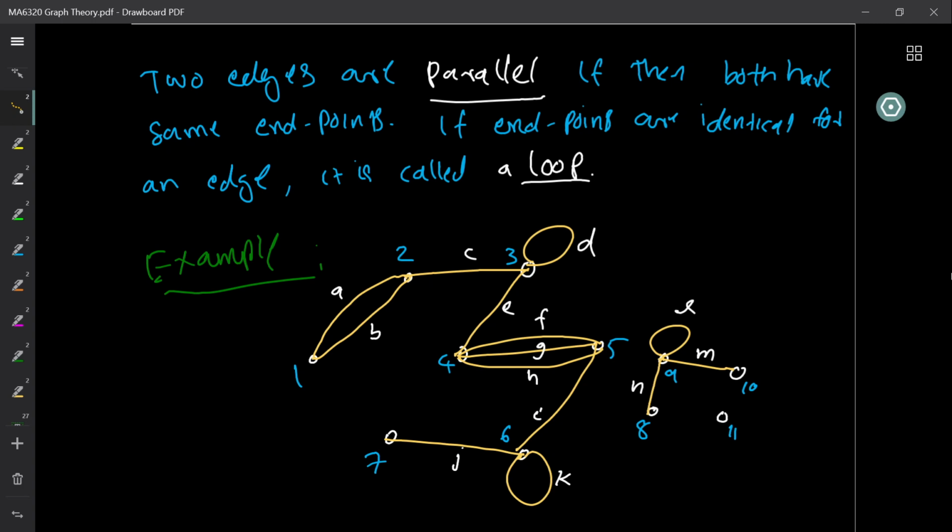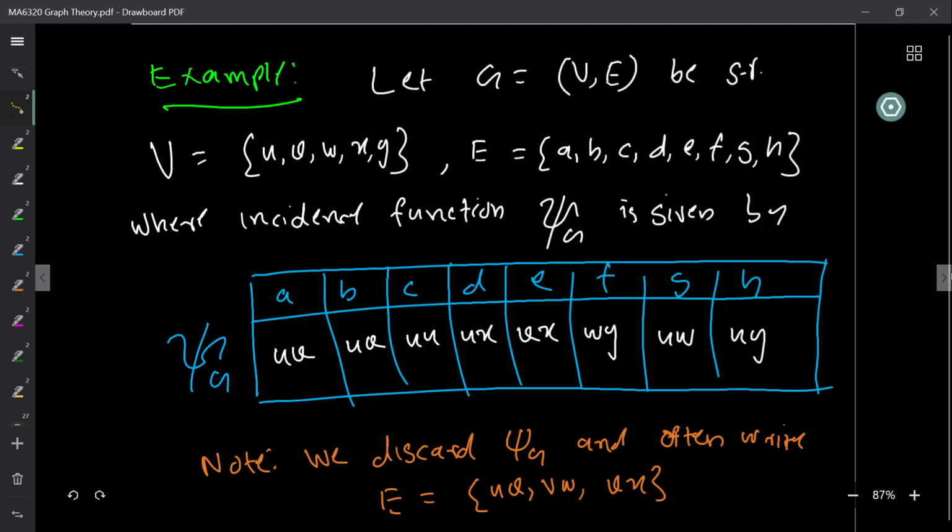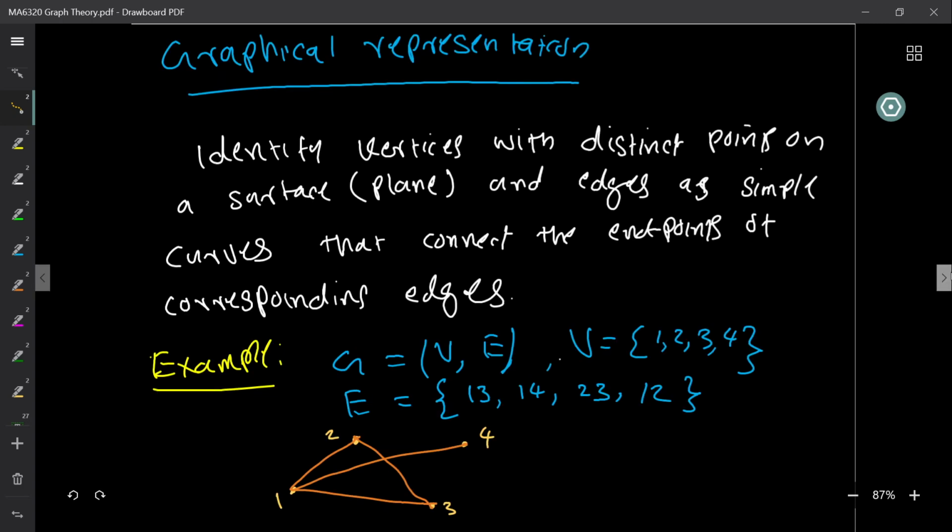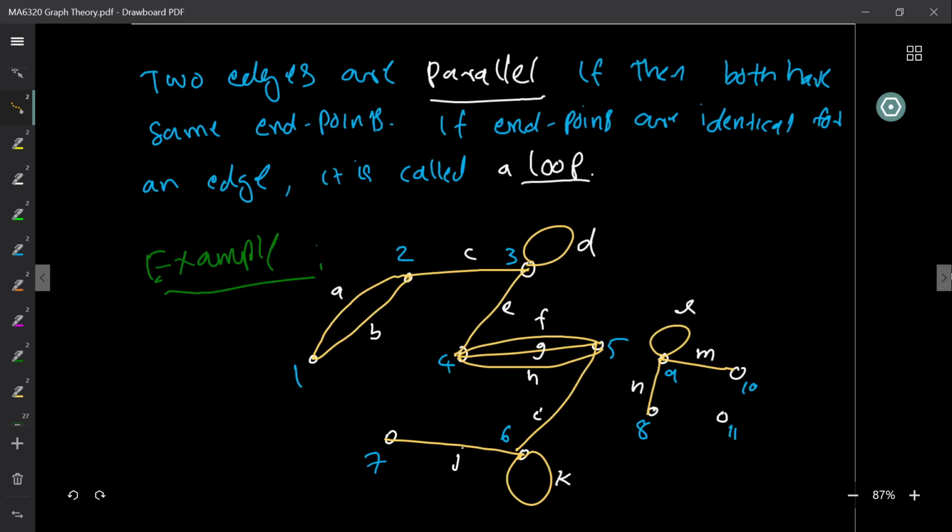Now, suppose in a graph a couple of edges have the same endpoints. As in the example before, we had A and B as edges, both with the endpoints UV and UV. Such edges where we have the same set of endpoints are called parallel edges. Now, if the endpoints of an edge are both identical, then it's called a loop.